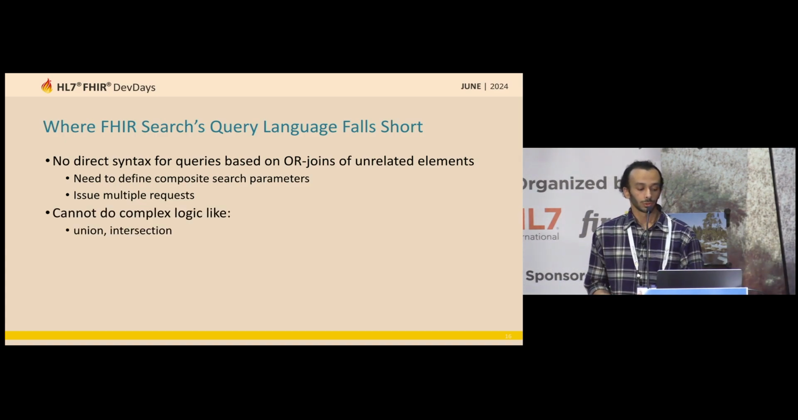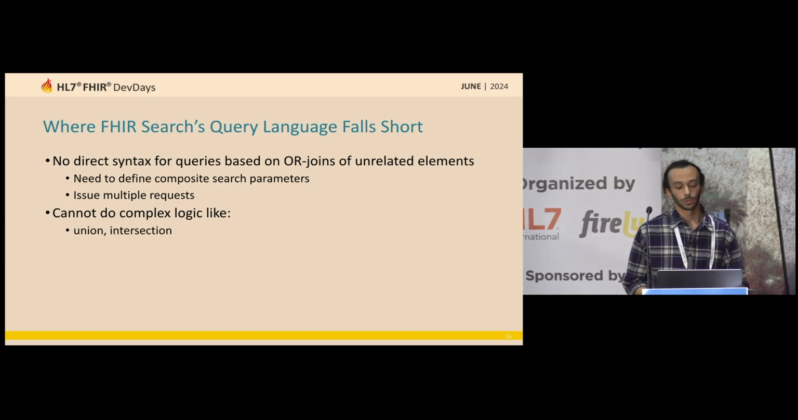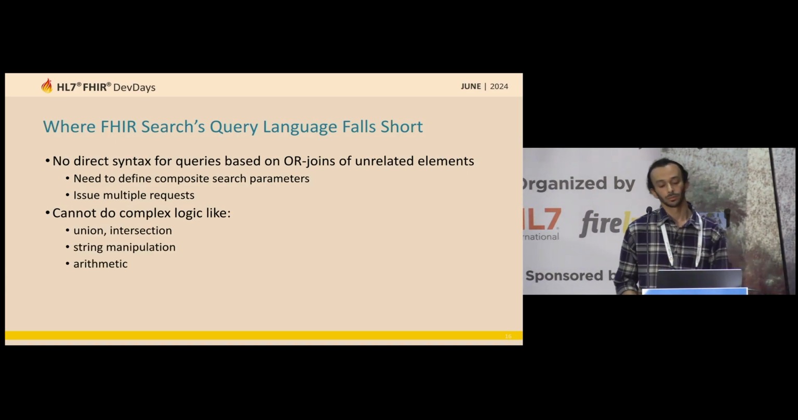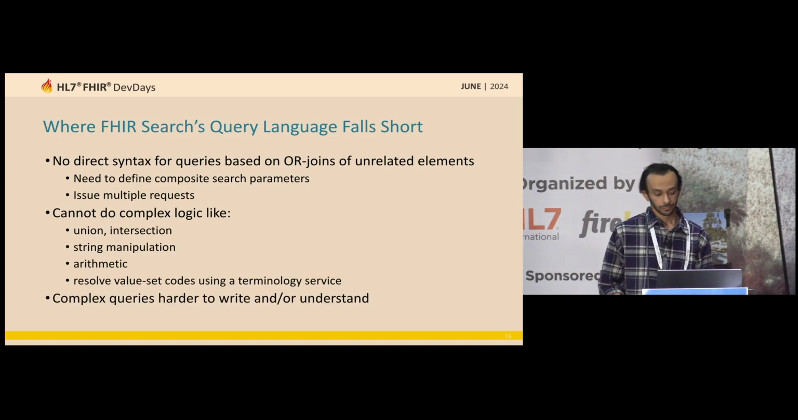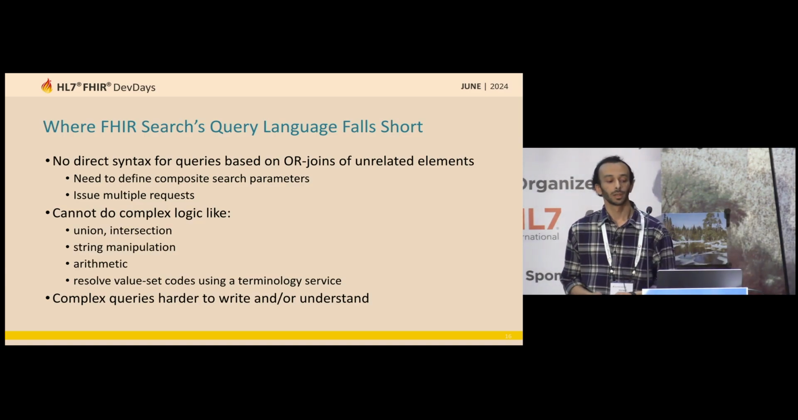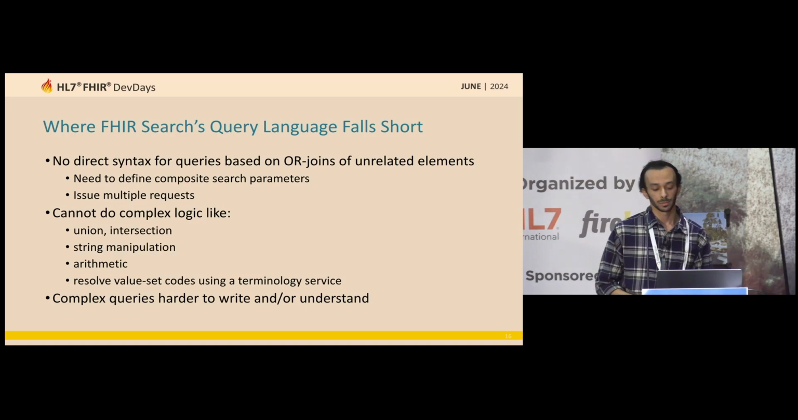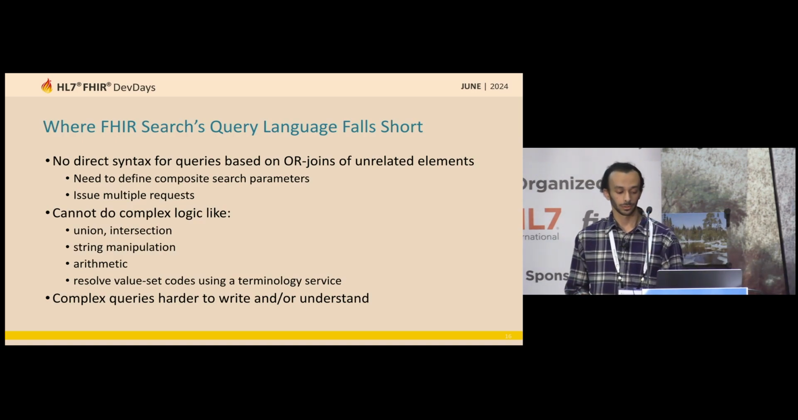You also cannot do complex logic, which FHIRPath enables you to do. So things like union, intersection, string manipulation, arithmetic, and so on. Also, the more complicated the query becomes, the much harder it is to write using FHIR search, or at least this was my experience.